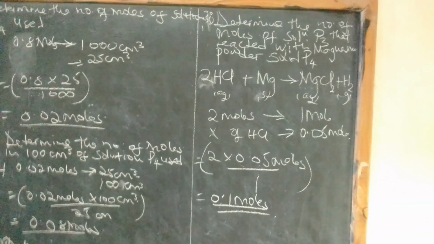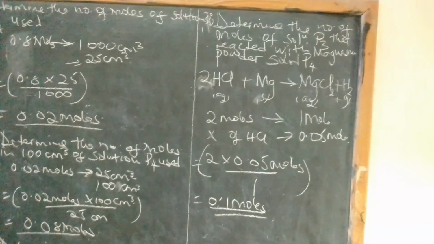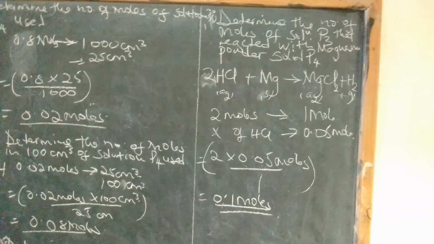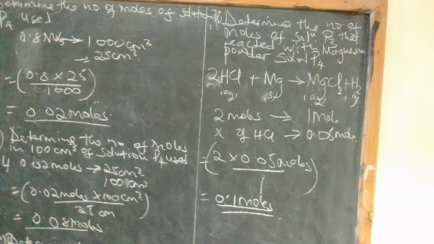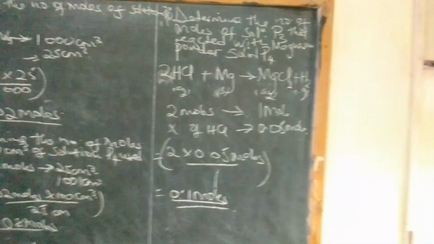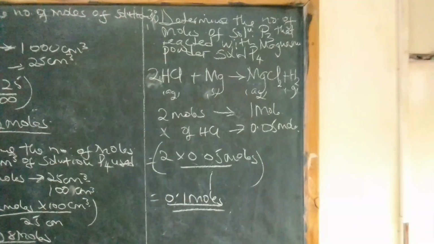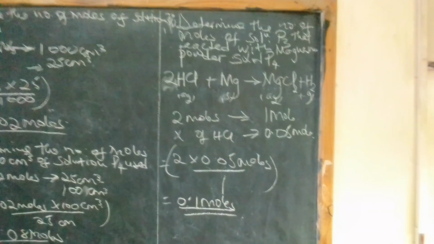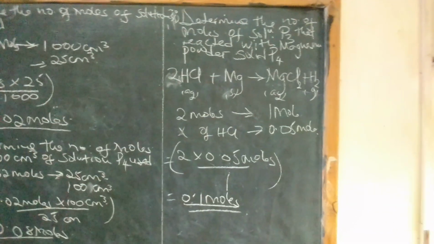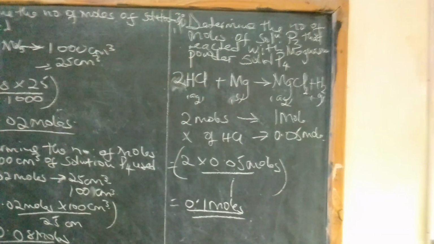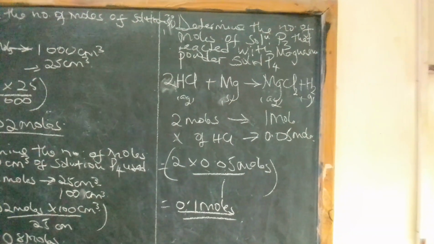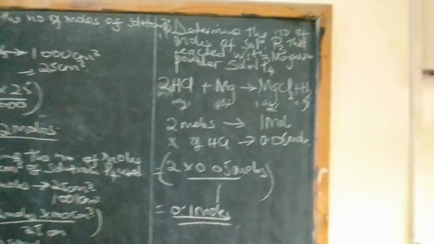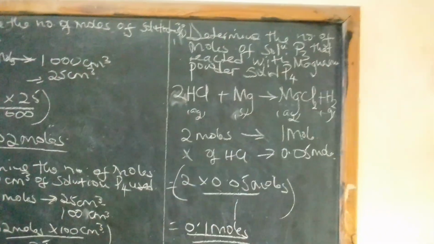In this case we are supposed to write the equation first. When you react hydrochloric acid with magnesium, you get magnesium chloride plus hydrogen gas. The effervescence produced during the reaction of magnesium powder and hydrochloric acid is what we term the hydrogen gas being produced in that reaction. That's why we have that equation there.